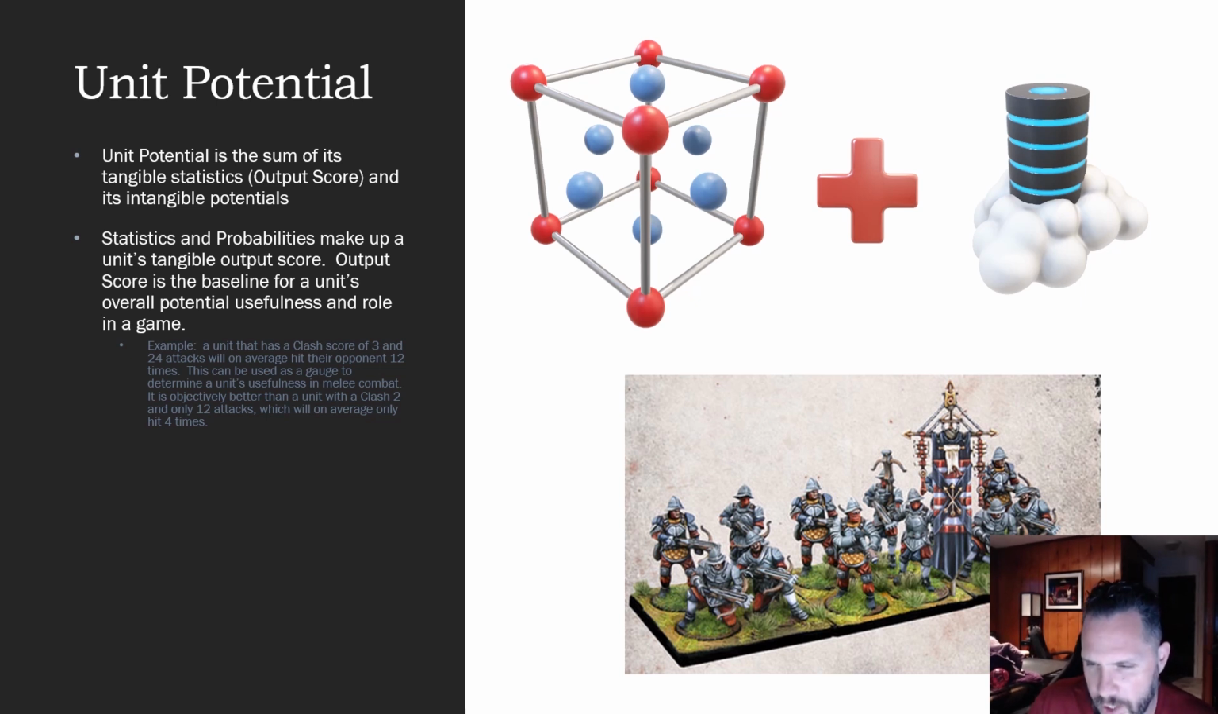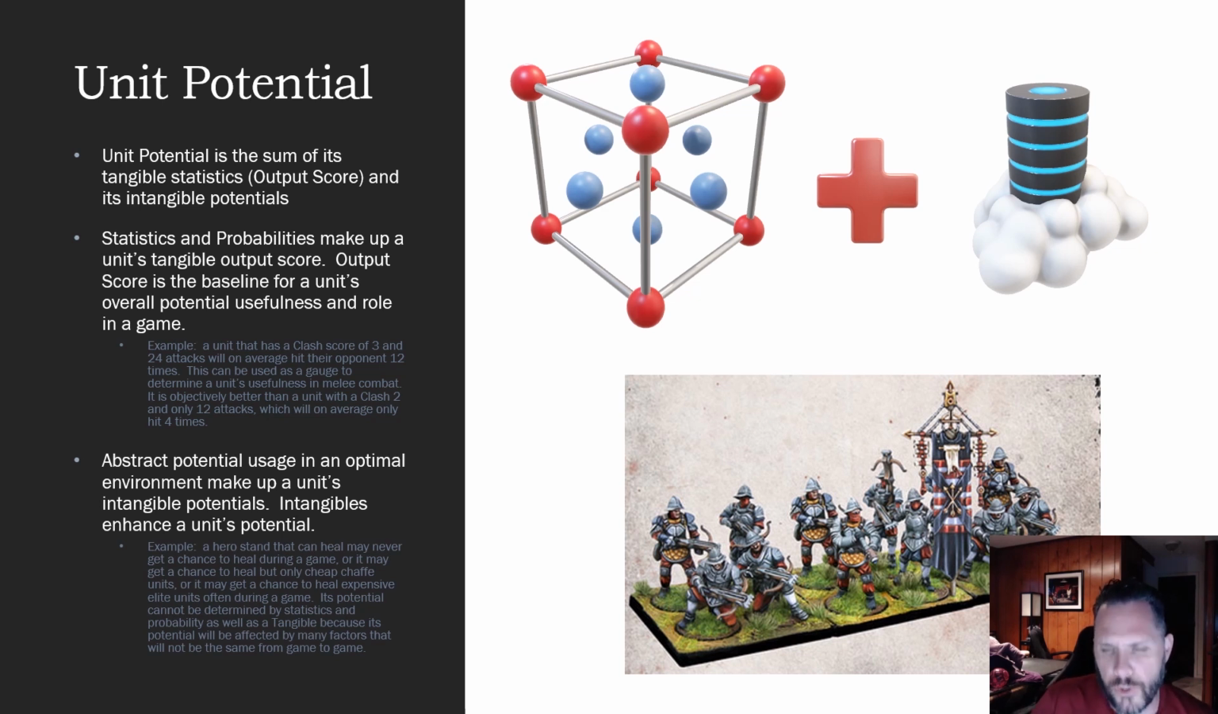A unit that has a clash score of 3 and 24 attacks will on average hit their opponent 12 times. This can be used as a gauge to determine a unit's usefulness in melee. It is objectively better than a unit with a clash value of 2 that only has 12 attacks, which on average hit only 4 times. So I'm using those statistics to say objectively, these two things do not measure, this thing is better than this thing.